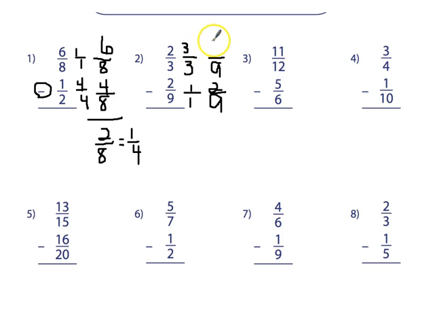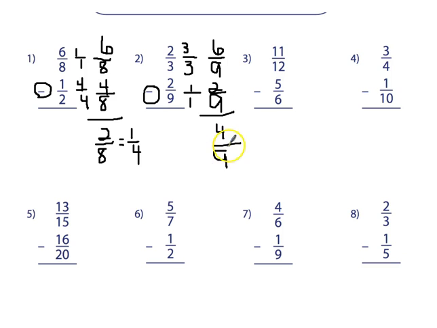2 times 3 is 6. And again, my operation is subtraction. So I'm going to subtract 6, subtract 2, and I have 4/9. Remember, you're doing this along with me. You are not watching me do it. You are writing this on your paper as we do this together.